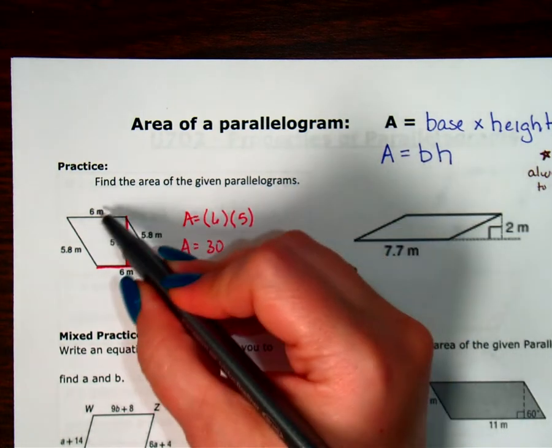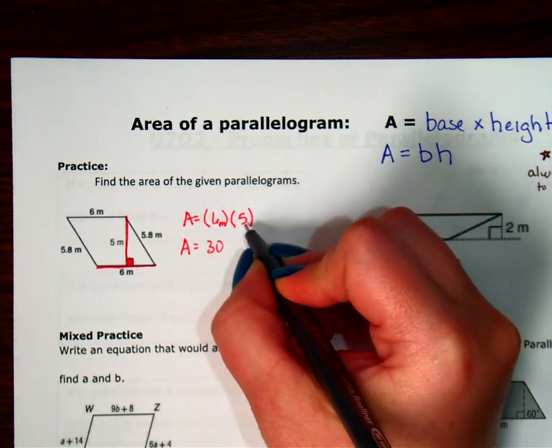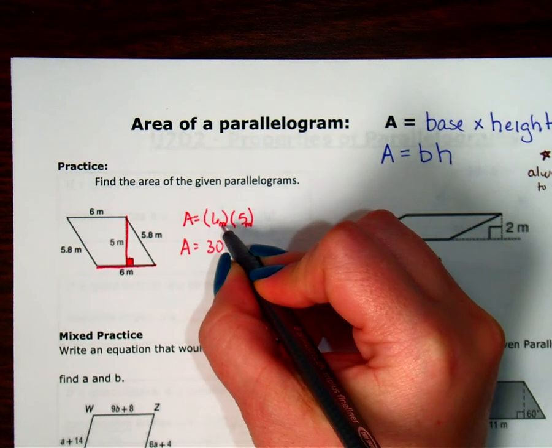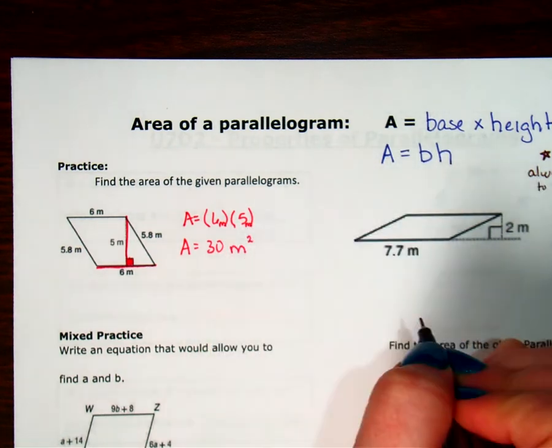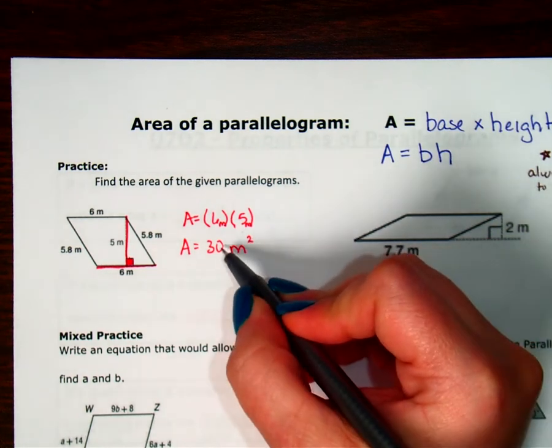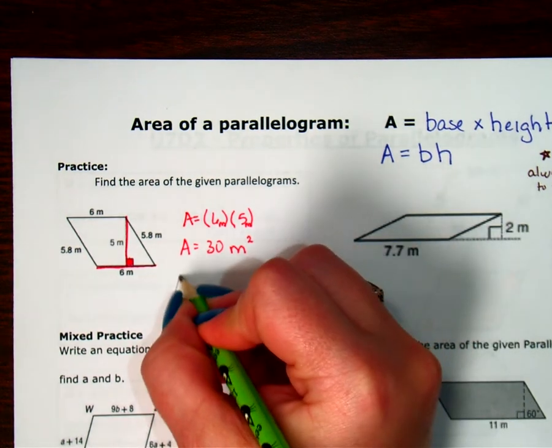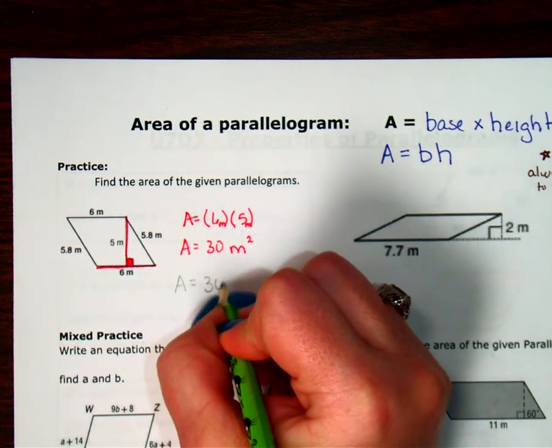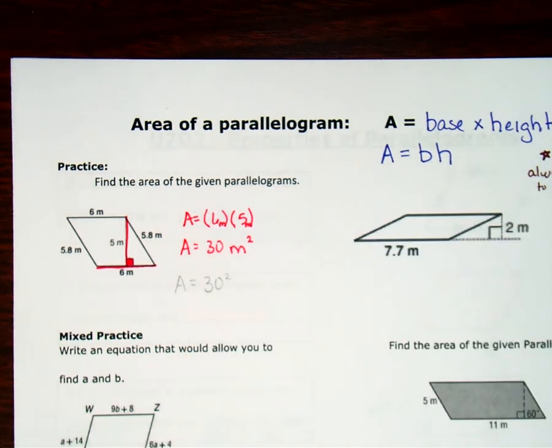Now let's talk about units. I can see these are all meters. So this is really 6 meters times 5 meters. So meters times meters is meters squared. That square has no effect on that number. If you put the answer down and you say the area equals 30, and then you go, oh, it's area, so squared, that is wrong.